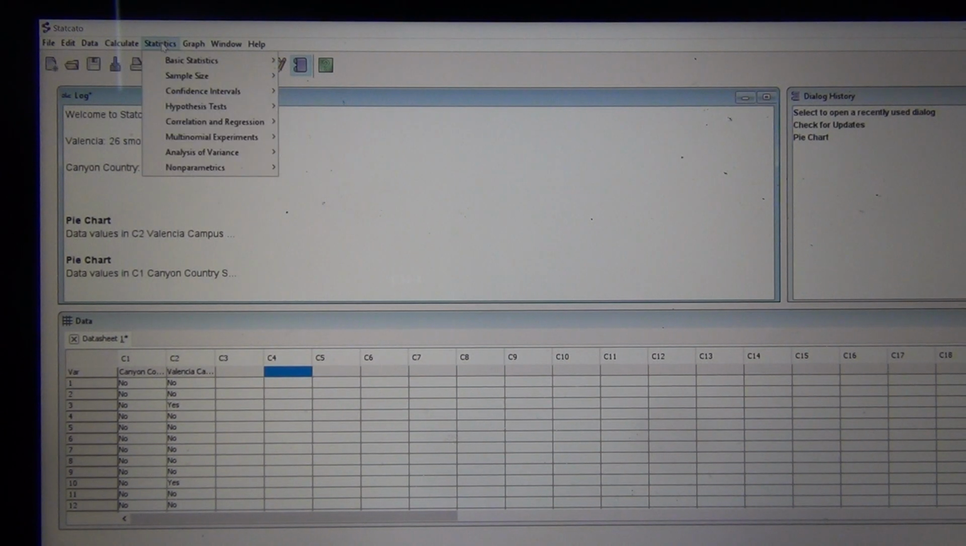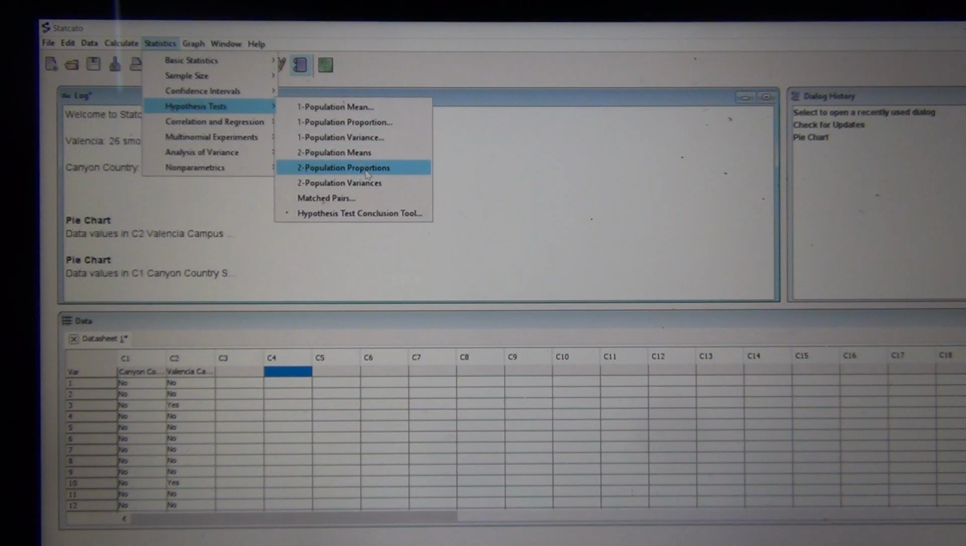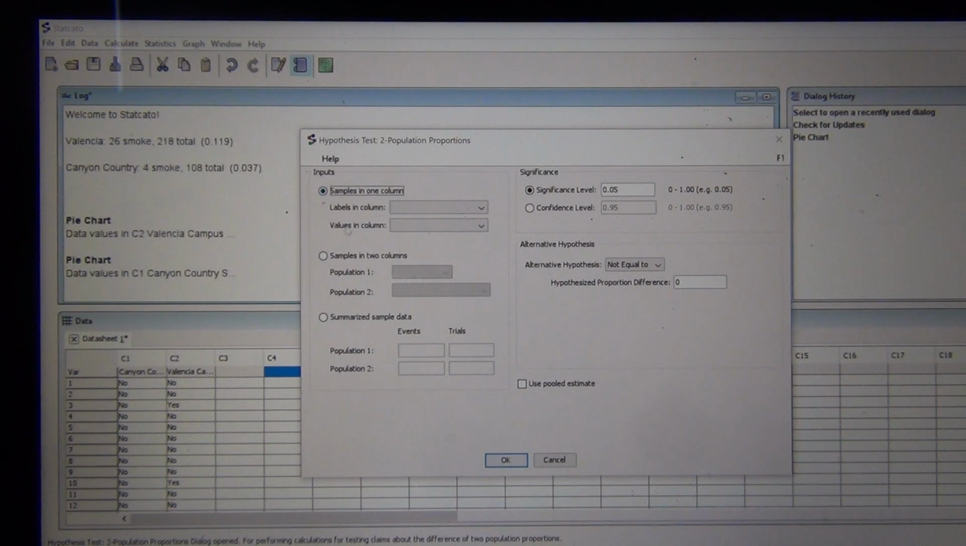I go to Statistics, Hypothesis Test, Two Population Proportion. There it is. You have some options, and if you have the raw data, it can do that. I'm going to use my summary counts, which is more common, especially with categorical data. Remember, I had to be very clear. I'm trying to test if Valencia is higher than Canyon Country, so I have to do Valencia as group 1 and Canyon Country as group 2.